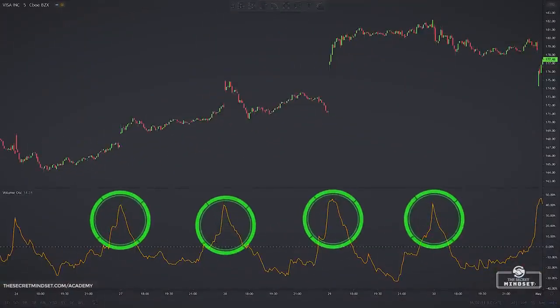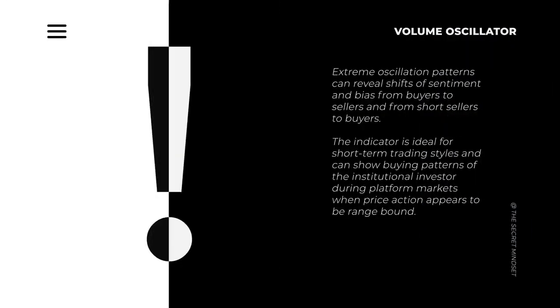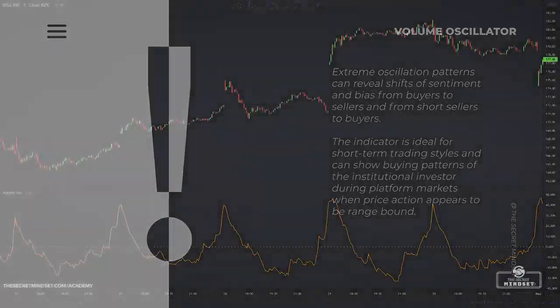As with all indicators, the volume oscillator requires study and practice to use it properly and learn its nuances. Extreme oscillation patterns can reveal shifts of sentiment and bias from buyers to sellers and from short sellers to buyers. The indicator is ideal for short-term trading styles and can show buying patterns of the institutional investor during platform markets when price action appears to be range-bound.